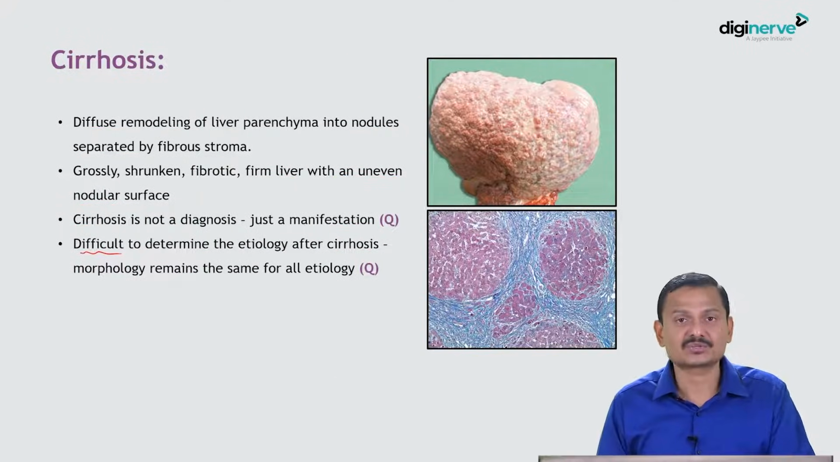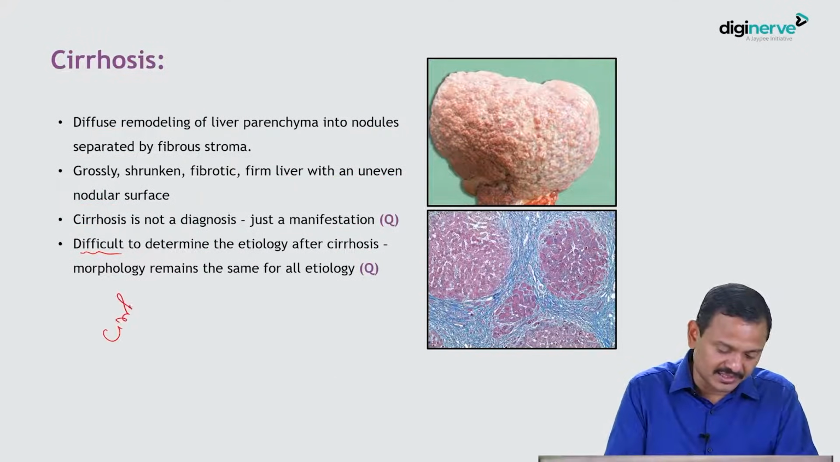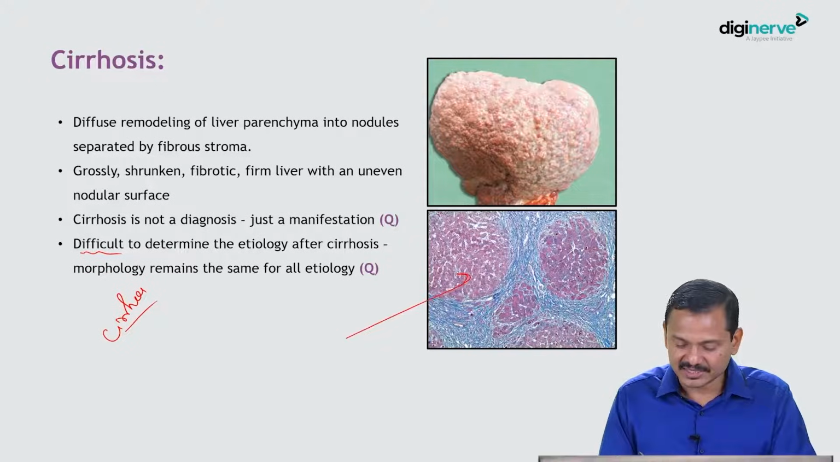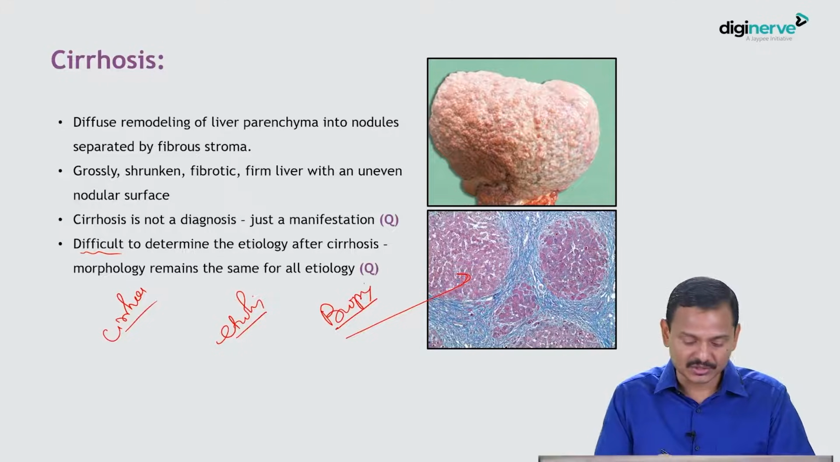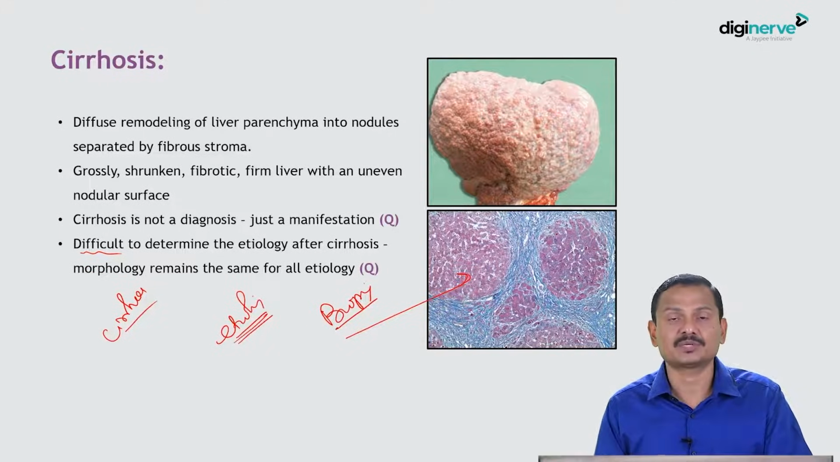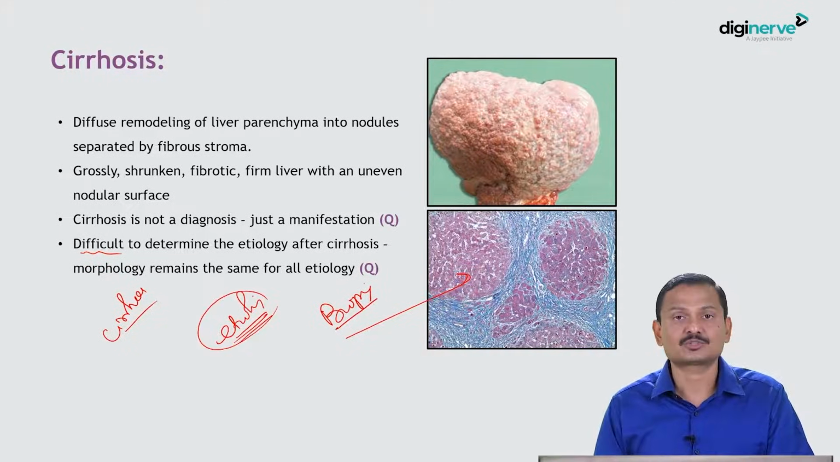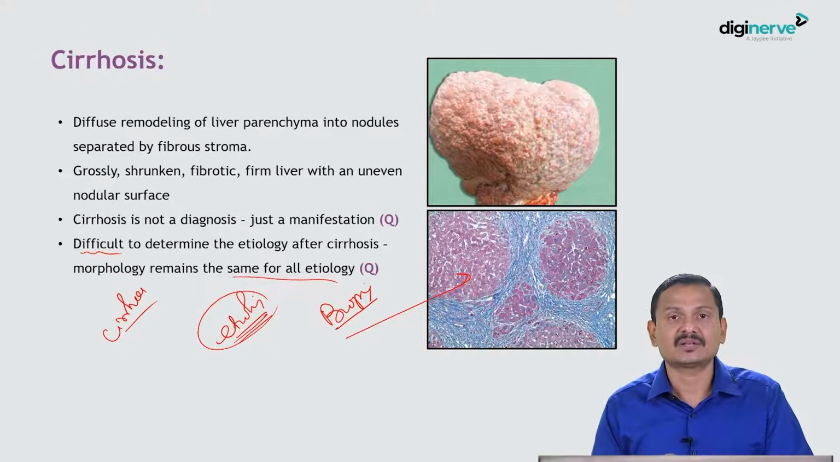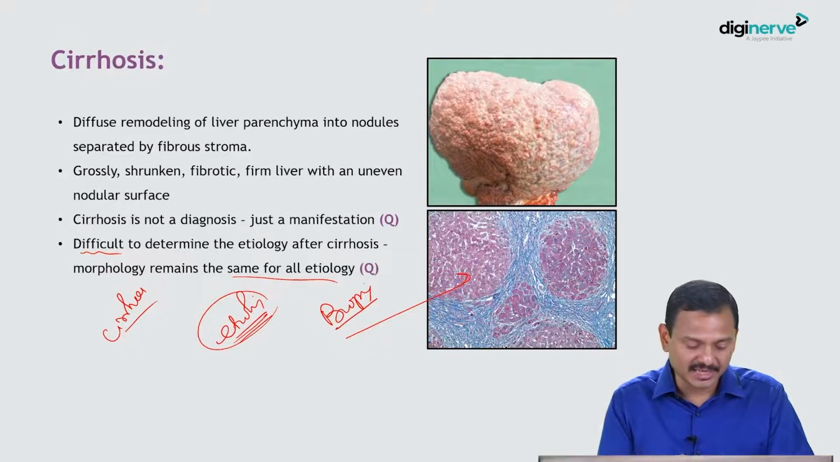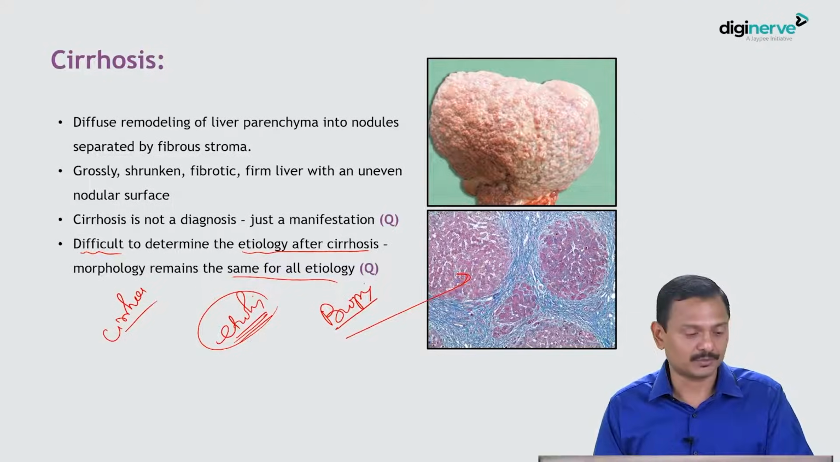Now, once cirrhosis has set in, like in this case, on a biopsy we will not be able to say what is the etiology of cirrhosis. So if the etiological factor has to be confirmed, then the biopsy has to be done in the earlier stage. Once cirrhosis has set in, almost all causes of cirrhosis will have a similar morphology, and the etiology cannot be ascertained from the biopsy.